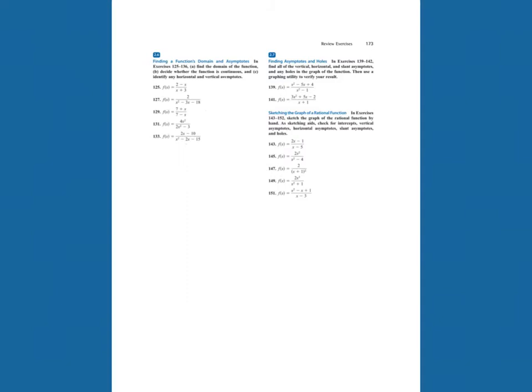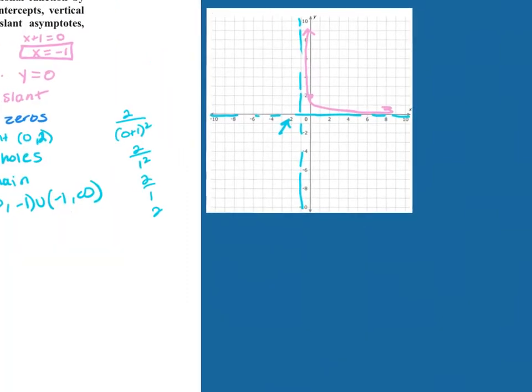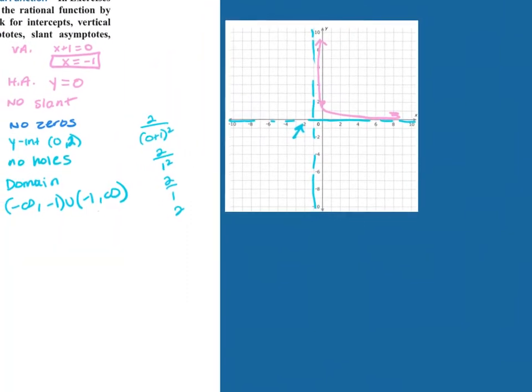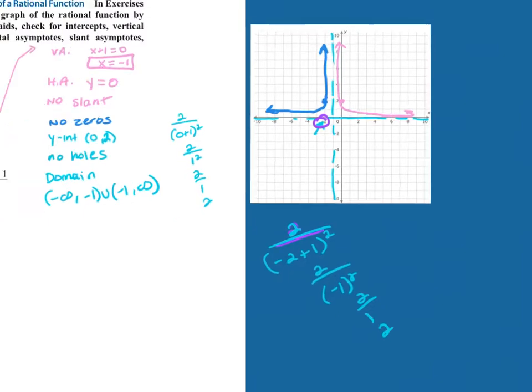So apply the right side. I'm going to plug in -2. So 2 over -2 plus 1 squared. 2 over -1 squared. 2 over 1, which is 2. So here it goes, and my graph looks like that. Now this is not symmetric to the y-axis. It is symmetric to the asymptote, but it's not symmetric to the y-axis, which makes sense.